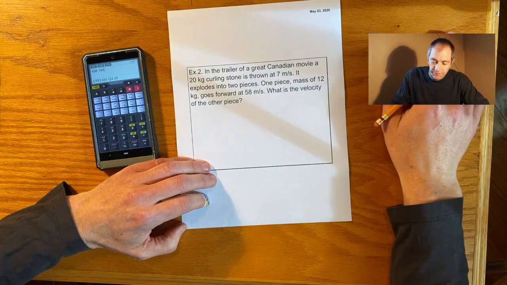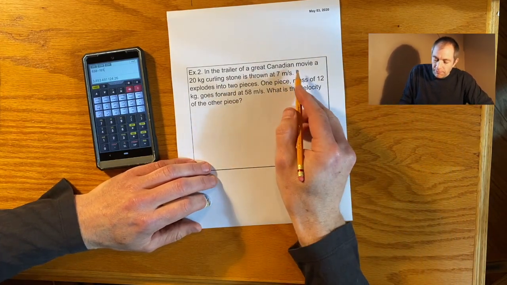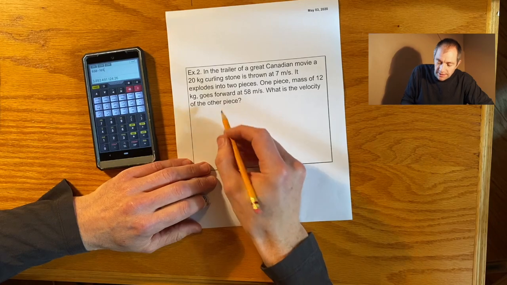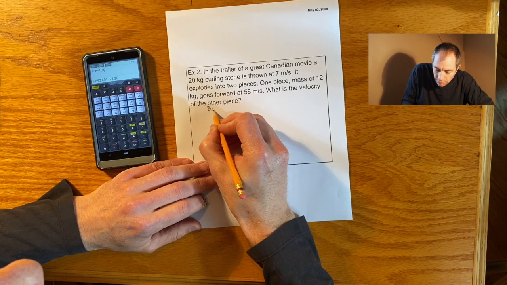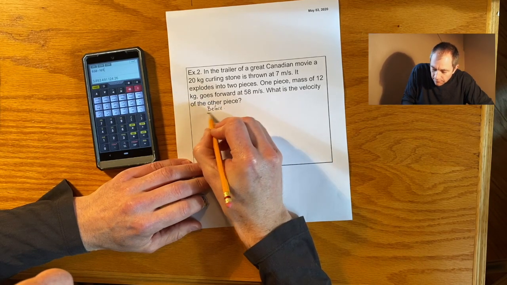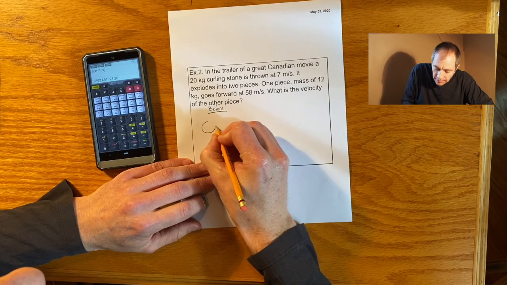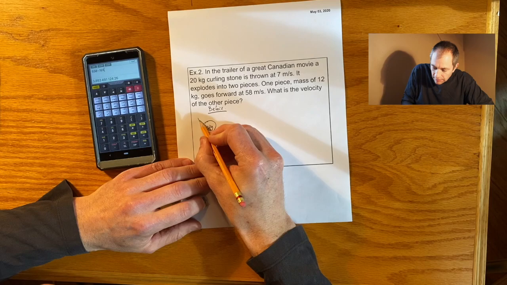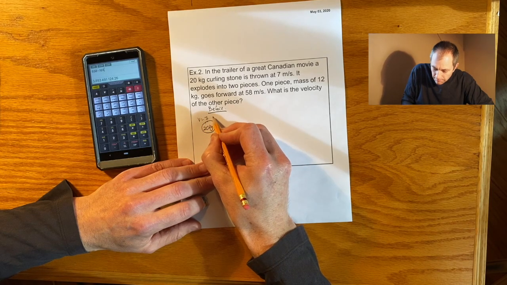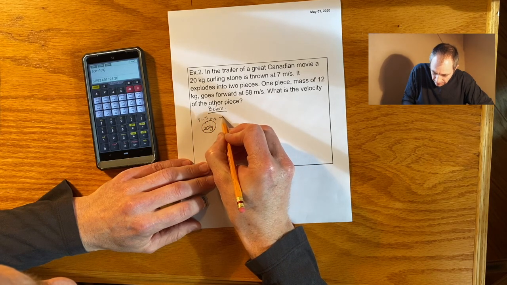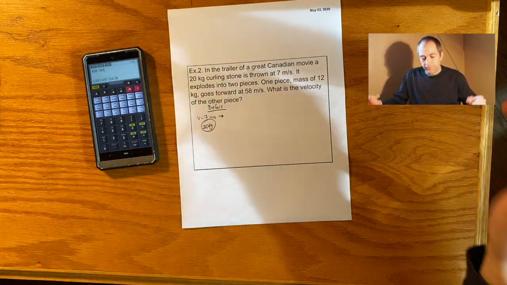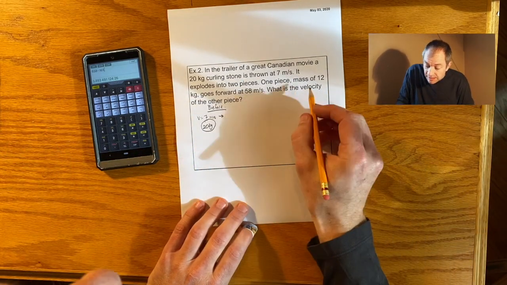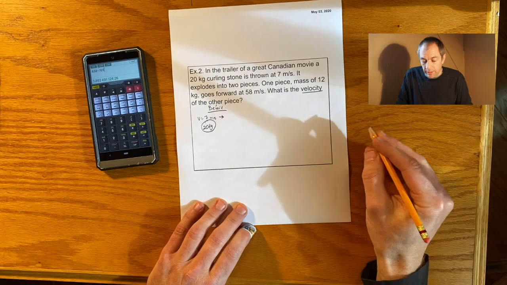Okay, so again, start with the picture. So the before picture, we've got a 20 kilogram curling stone thrown at 7 meters a second. So before, we've got this: 20 kilograms, and the velocity 7 meters a second. I'm just going to put an arrow in. That's all I've got. So the before picture is pretty easy. Notice I'm asking for velocity, so we're going to need a direction.